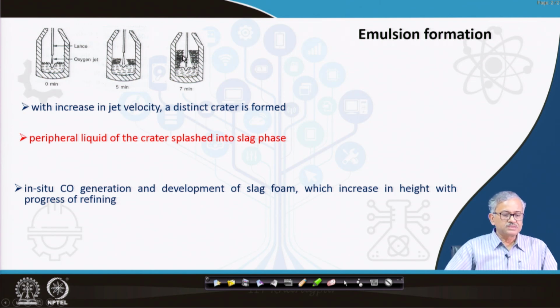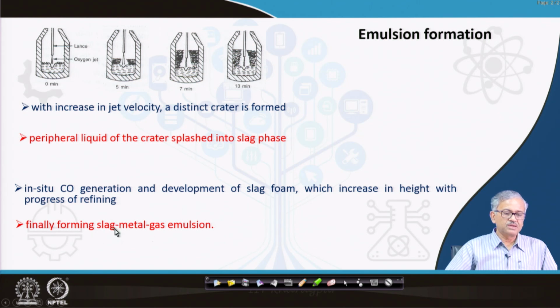So, you can find a big slag foam forms, which increases in height with progress of refining. As the refining progresses, its height increases, because more and more CO gas is forming, and it is aiding foam formation. Its height will be increasing, and finally forming a slag metal emulsion. There is slag, metal and gas emulsion formation, because the oxygen jet is always tearing off the liquid droplets and throwing them into the slag phase.